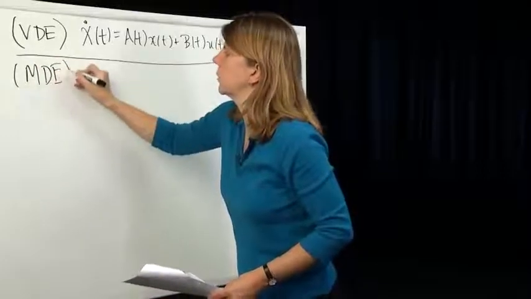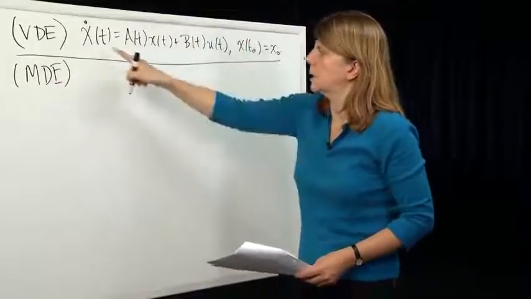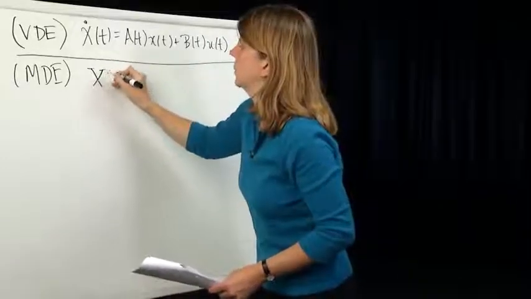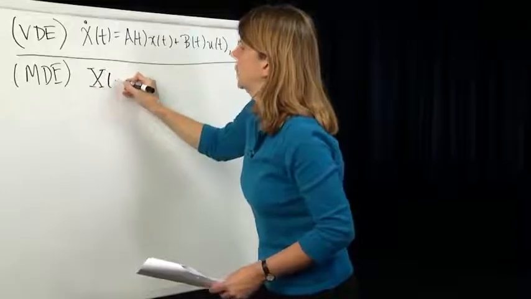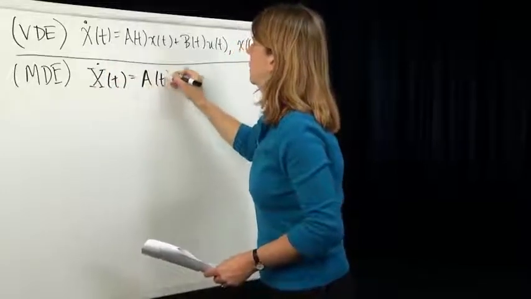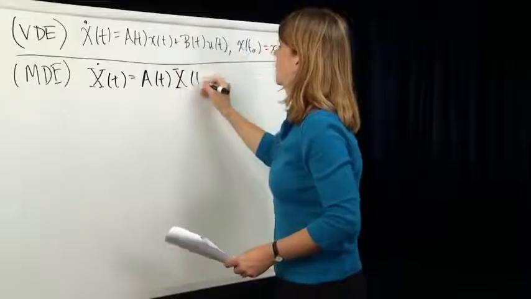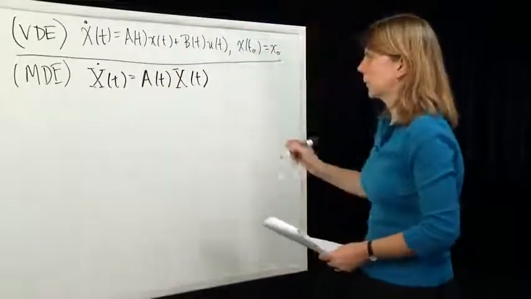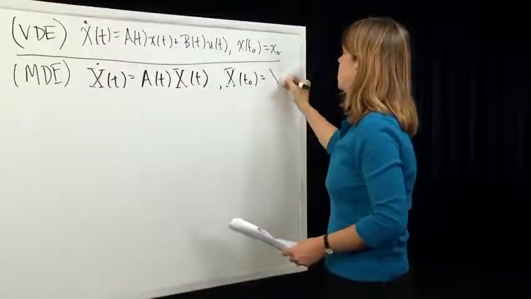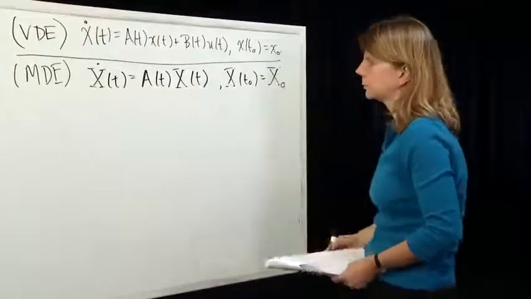So we'll call that MDE, for matrix differential equation. And instead of x being a vector in R^n, I'm going to use the notation capital X, X of t, and I'm going to construct the following differential equation for a given initial condition, X at t0 is equal to matrix X0.